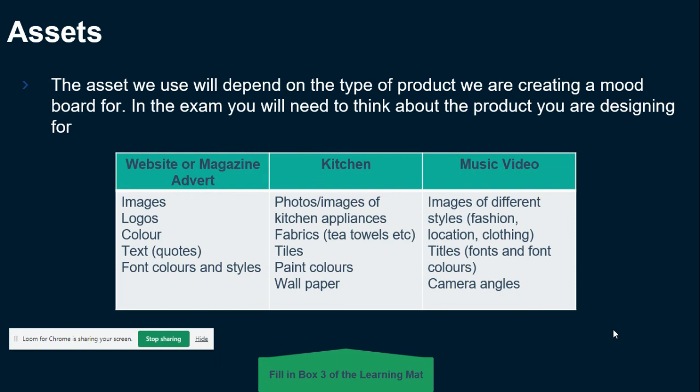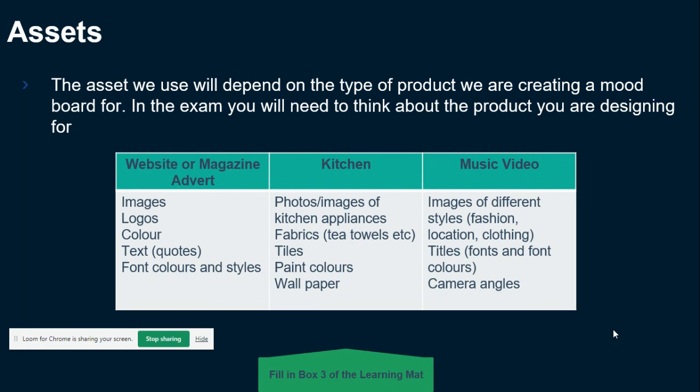So you need to think about the kind of product that you are designing and what kind of mood board you would need to create. If you, for instance, on the left hand side there, were creating a website, those are the kind of assets that you would need to put on there. If you're creating something to do with a brand new kitchen and you worked in that industry, those are the kind of things that you would need to put on there again. So as it says there, fabrics, tiles, paint colors, wallpaper.